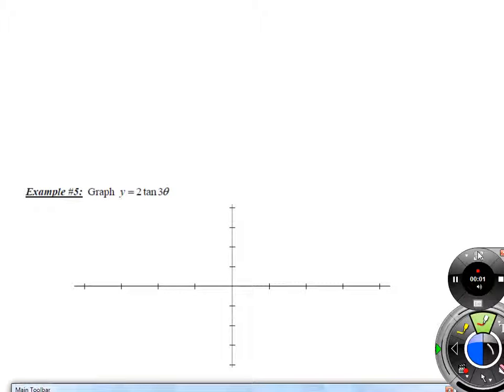Examples of graphing the tangent function. So the idea is going to be the same as what we had before. The notes will kind of work the same way. So I'll be erasing or drawing in darker colors throughout the graph. So if you need to add more graphs to your paper, that's fine.